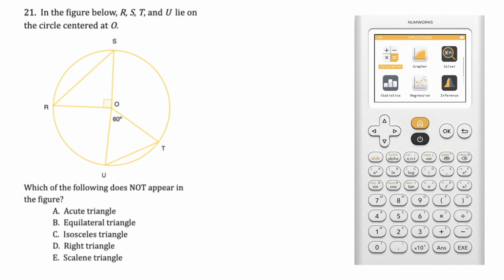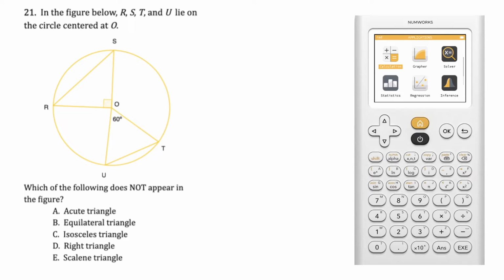To prepare for the ACT, let's look at question 21. Question 21 states, in the figure below, points R, S, T, and U lie on the circle centered at O. Which of the following does not appear in the figure?